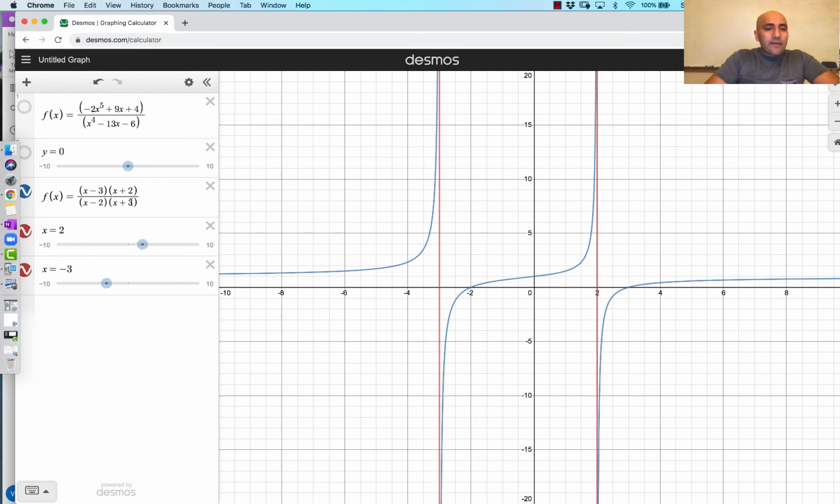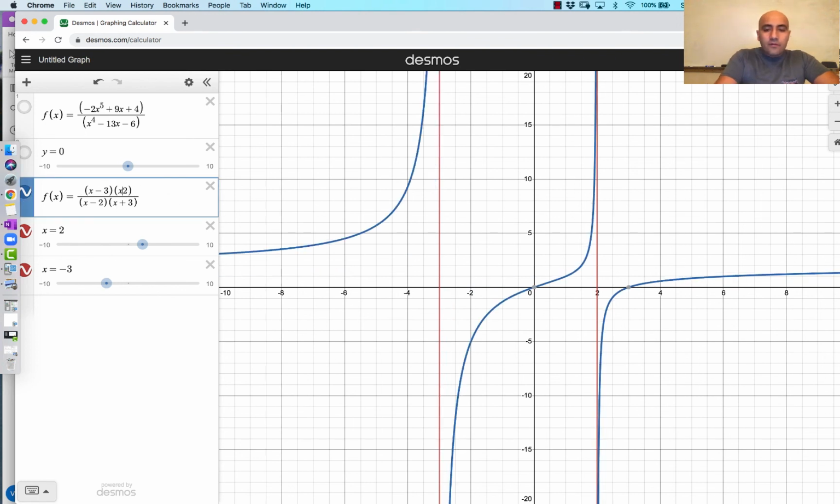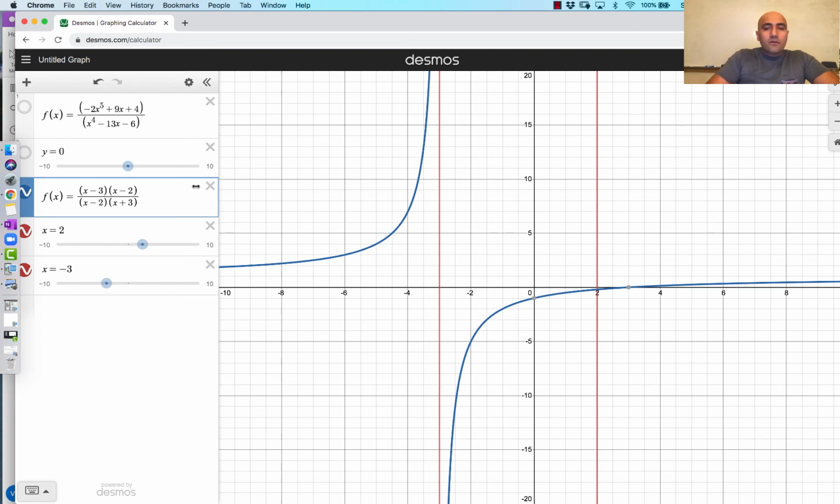On the other hand, if one of them did cancel, so for example, if this factored form of the numerator had a minus 2 up here, then there would no longer be a vertical asymptote at x equals 2. And Desmos doesn't really do a good job, but there would be a little hole there when the input is equal to positive 2. The negative 3 doesn't cancel, so there would be a vertical asymptote there. Okay, let's try something else.